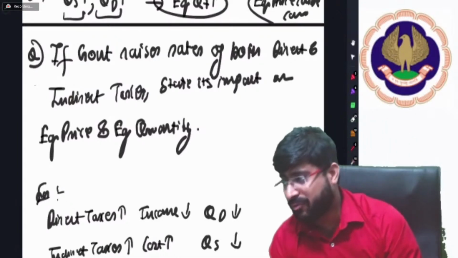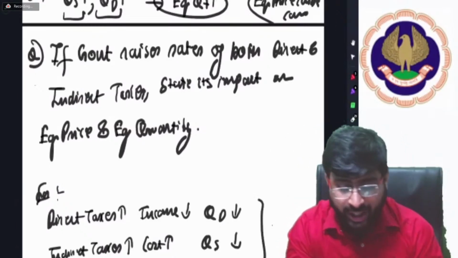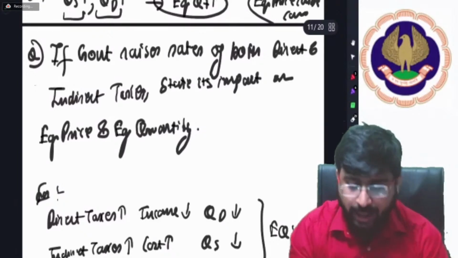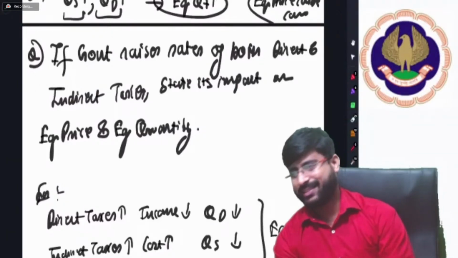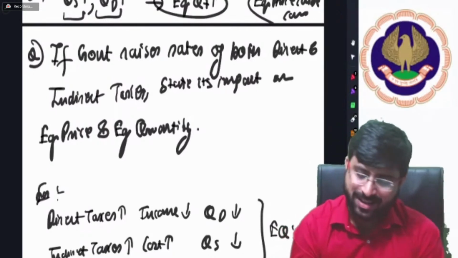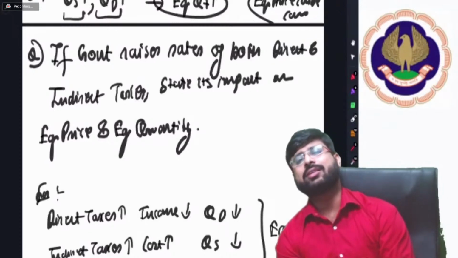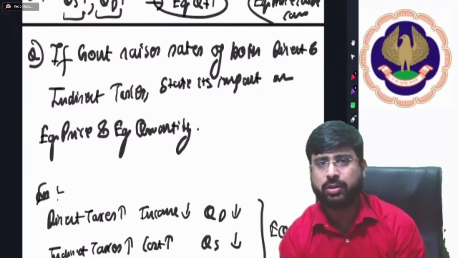One thing we can be sure about is the equilibrium quantity. What will happen to equilibrium quantity? Absolutely. Both demand and supply are falling. Obviously, equilibrium quantity is going to fall.